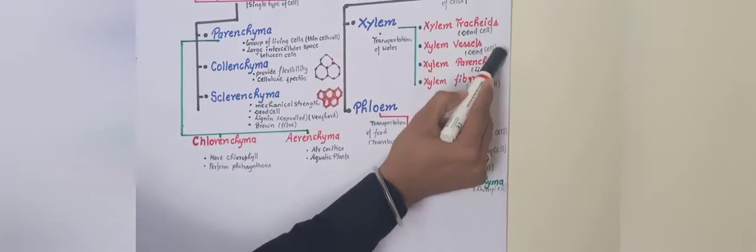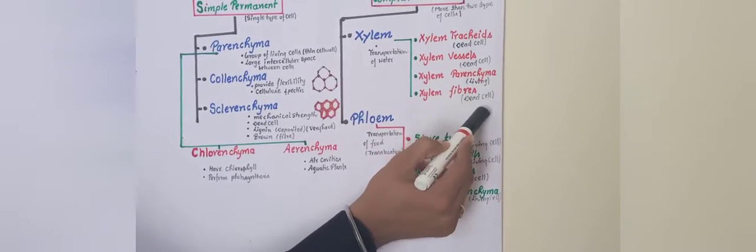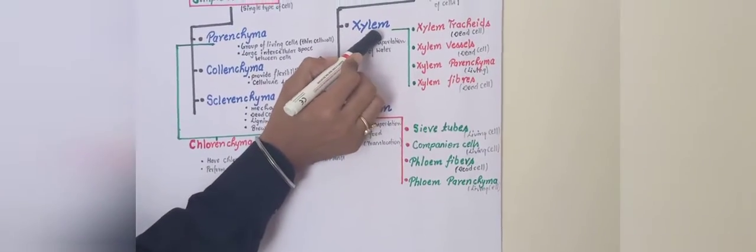Xylem, you can see the xylem. Xylem is made up of four types of cells: xylem tracheids, xylem vessels, xylem parenchyma, xylem fibers. Except xylem parenchyma, all cells in xylem are dead. And xylem is responsible for transportation of water. With the help of the xylem, the process of transpiration happens in the plant.